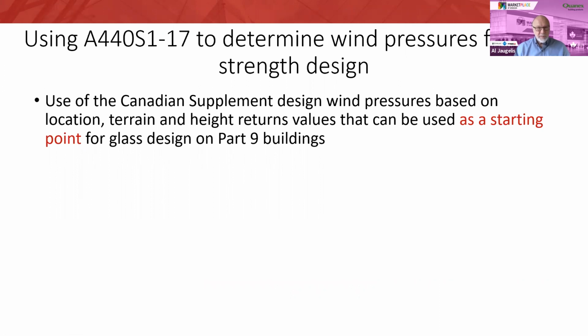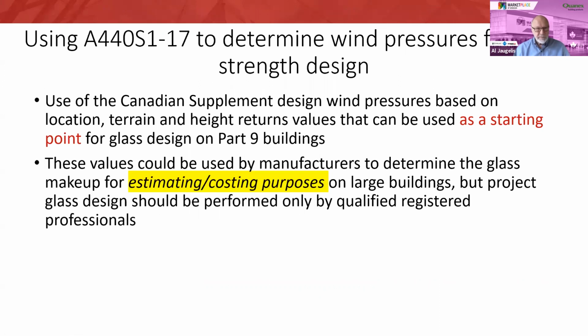So it is possible to use the Canadian supplement to determine design wind pressures based on the location, the terrain, and the height of the window. Those values can be used as a starting point for glass design in Part 9 buildings. These values could be used by manufacturers to determine the glass makeup for estimating and costing purposes on large buildings. But project glass design should be performed only by qualified registered professionals.